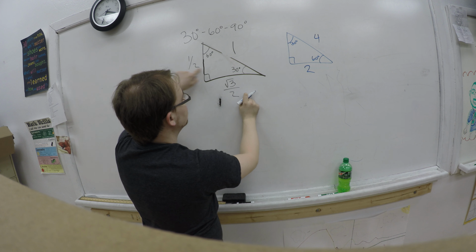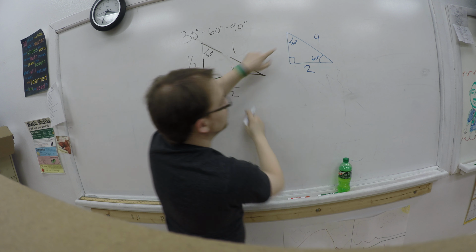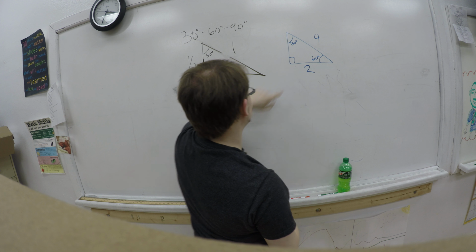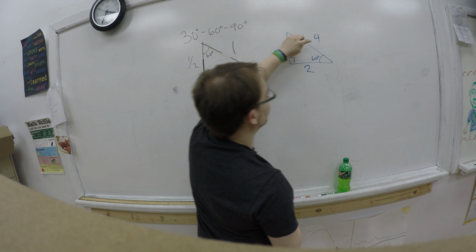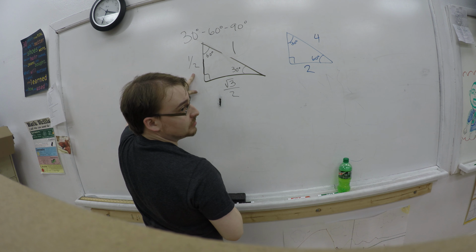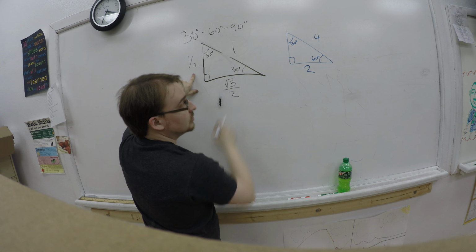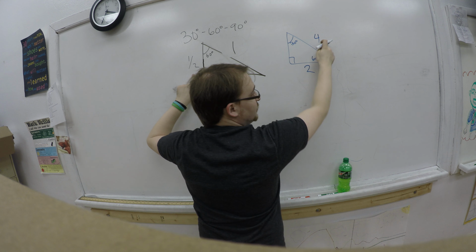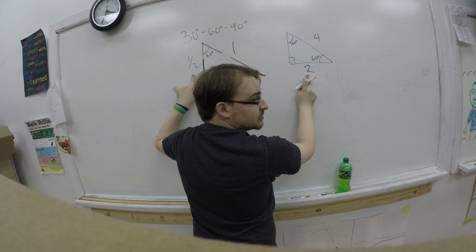See how this is 30? The opposite of 30 is here. Oh, okay. Yeah, this is the opposite of 60, so it's going to be this kind of guy, right? So 4 and 2, 1 and a half. Do we see the relationship there? Half of the hypotenuse is the 30 side. The hypotenuse is opposite of 30.